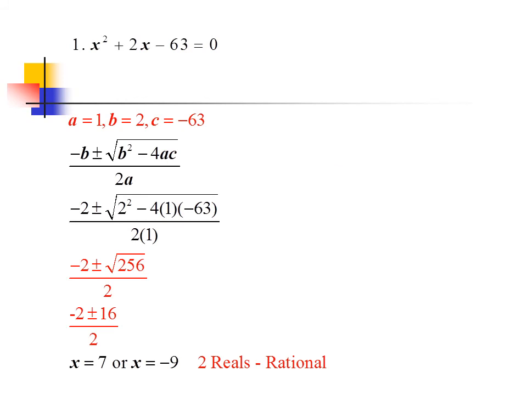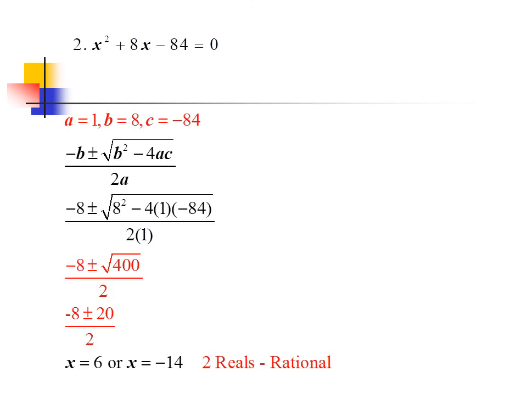Here's the work of number 1. A value is 1, b is 2, c is negative 3. Plug them in. The square root of 256 is a perfect square, so you have two rational roots. Here's number 2. Again, the square root of 400 is a perfect square, so therefore you have two rational real roots.